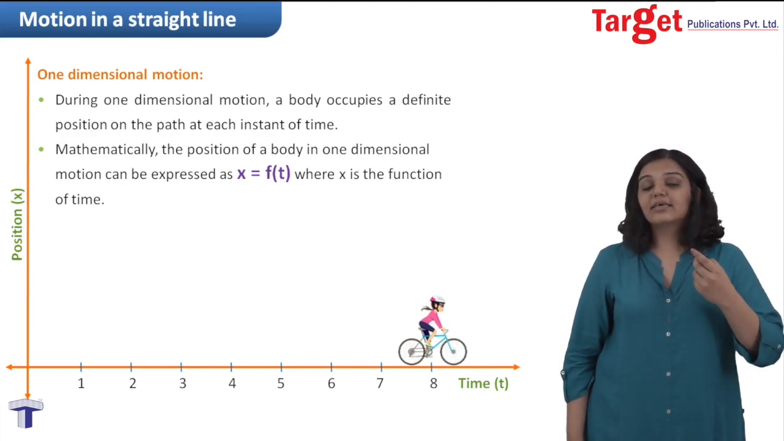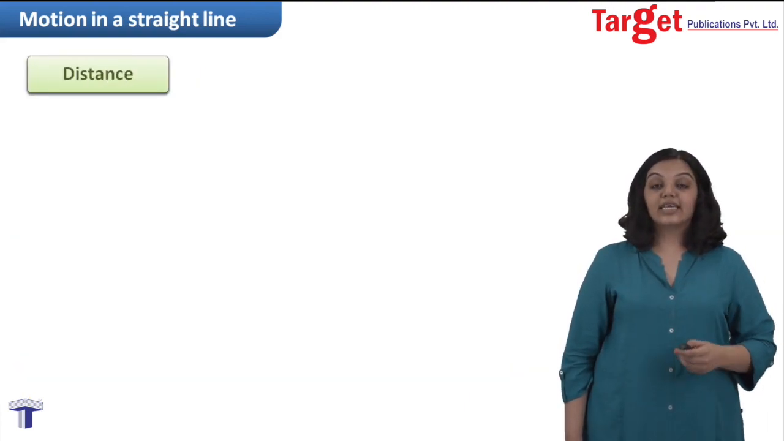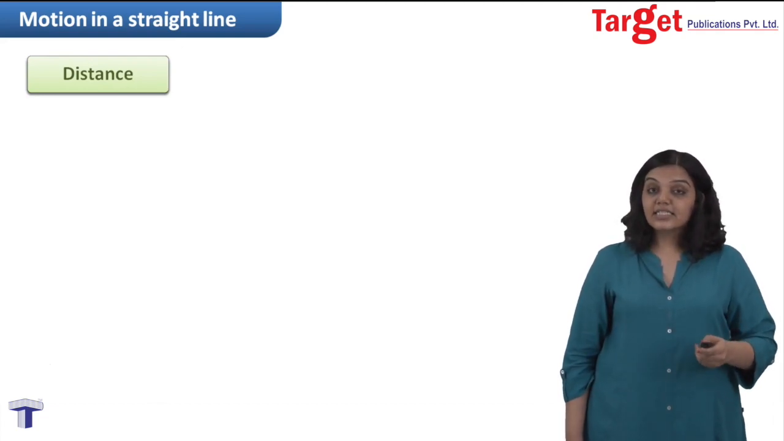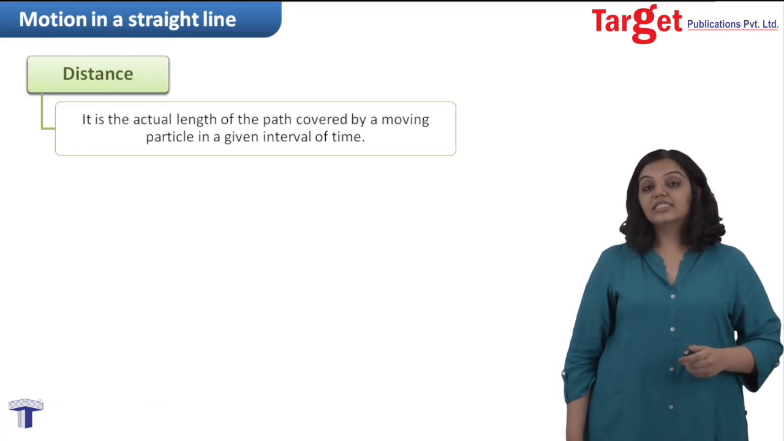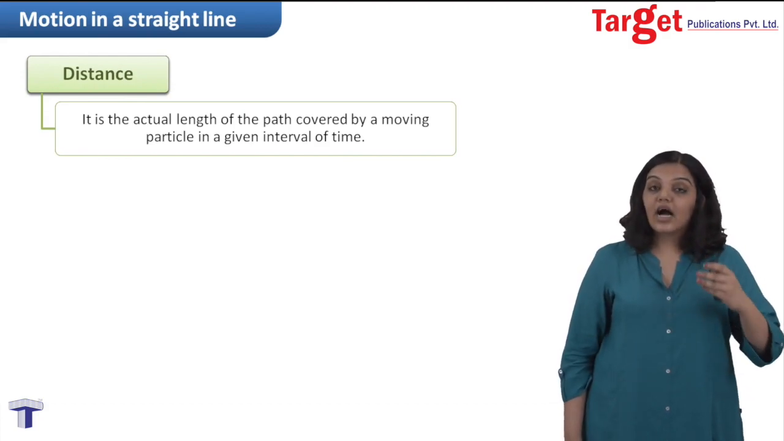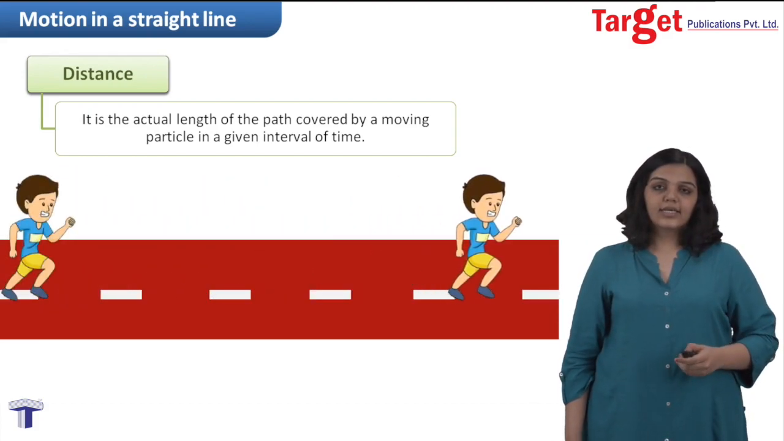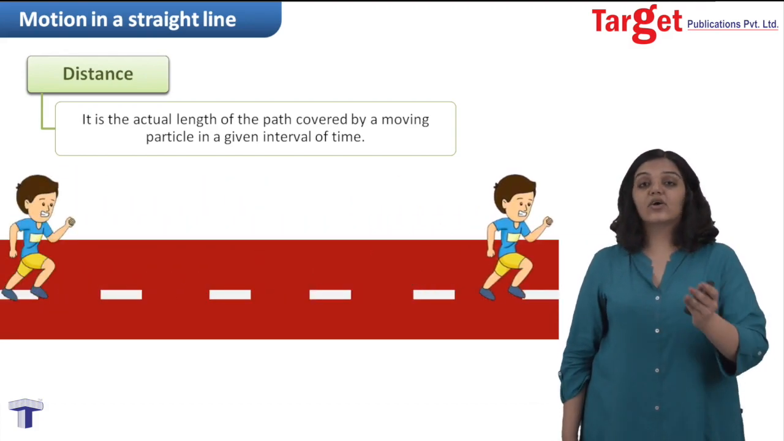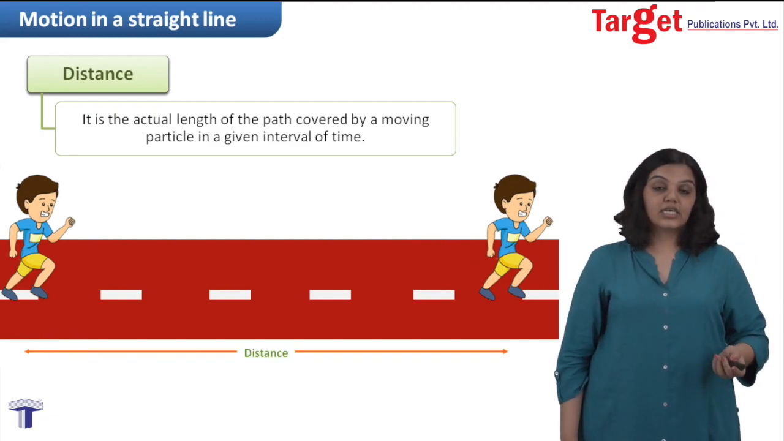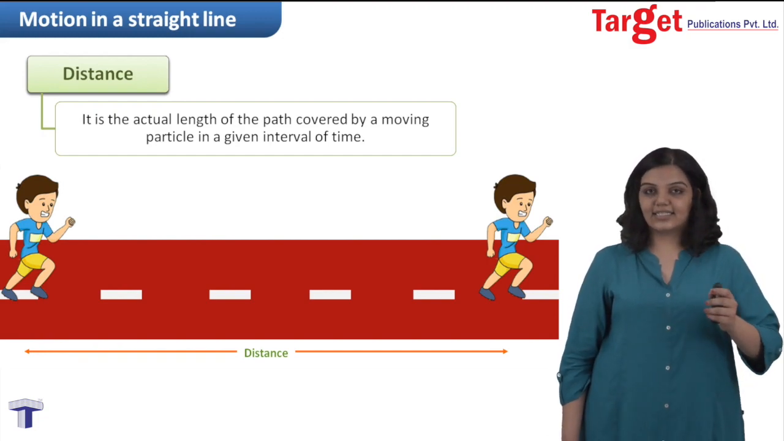Let's now understand some concepts of one-dimensional motion. The first one is distance. Now what exactly is distance? Distance is the length traversed by an object. It is the actual length of the path covered by a moving particle in a given interval of time. So if you have a child racing on a racetrack, the path traversed from its initial point to the final point is exactly what we call distance.